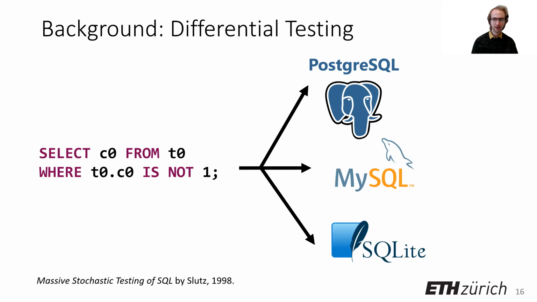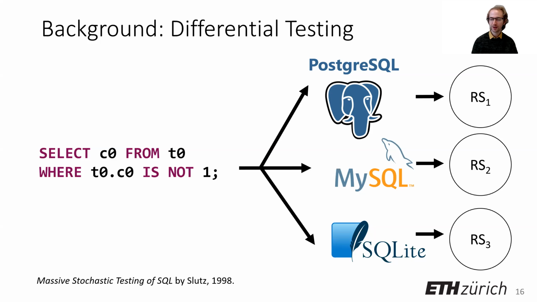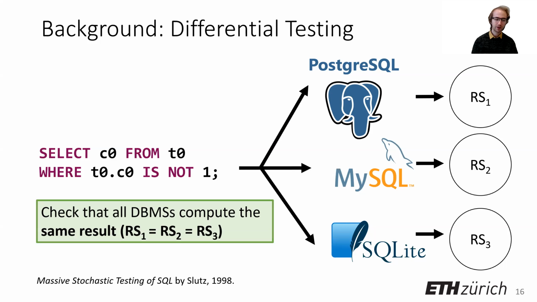So how could we find such logic bugs? One potential approach would be differential testing, which was first proposed by Microsoft Research about 20 years ago. The idea here is that we would generate a SQL test case that is sent to multiple DBMSs, for example, Postgres, MySQL, and SQLite, each of which then returns a result set. If the result sets are all the same, then they seem to work correctly. But if they differ, then there is at least a bug in one of the systems.